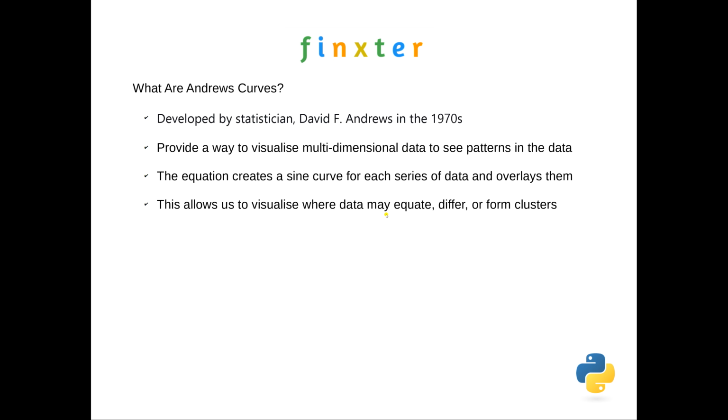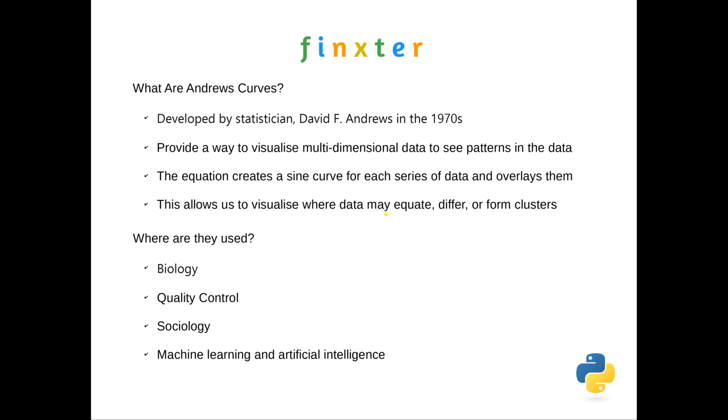What that allows you to do is you can see where each of those series may correlate or equate to one another, where they may differ, or as the pattern goes on, where they may form clusters. So useful to be able to see patterns in data. Where are they used? Well, biology, we'll be looking at that today. We'll be using some biology data to actually do the Andrews curves. Quality control, sociology. I know they're used in semiconductor manufacture. And, of course, machine learning and artificial intelligence, which is where we take an interest in them.